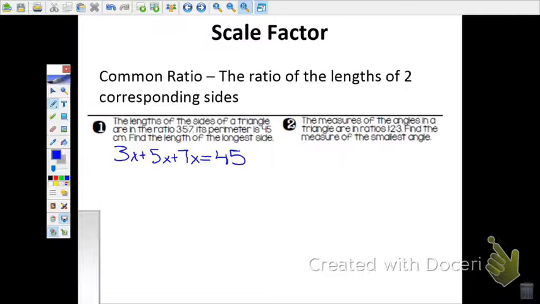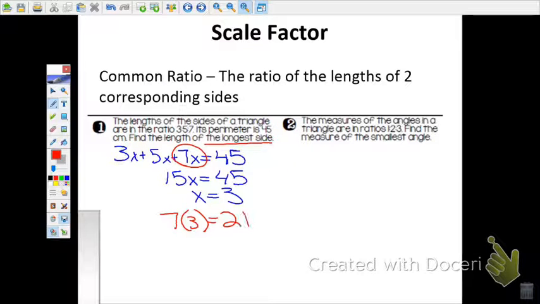Because we're talking about perimeter, we find perimeter by adding the three sides together. So when I simplify, I get 15x equal to 45, which means x is equal to 3. They want me to find the length of the longest side, which is going to be that 7x. So 7 times 3 is 21, and we are working in centimeters. As we work with these different unit measures, it's very important that you are labeling.